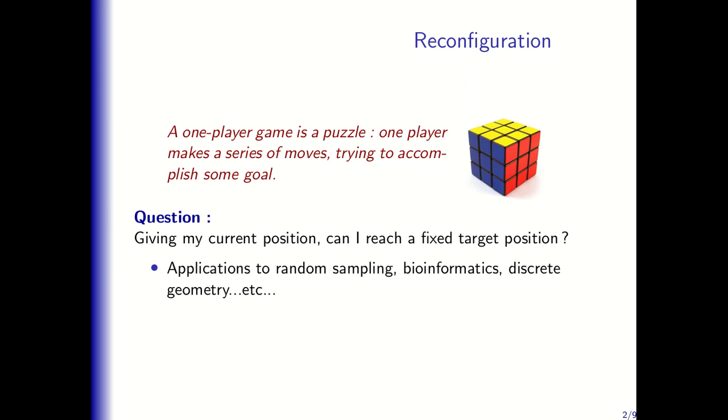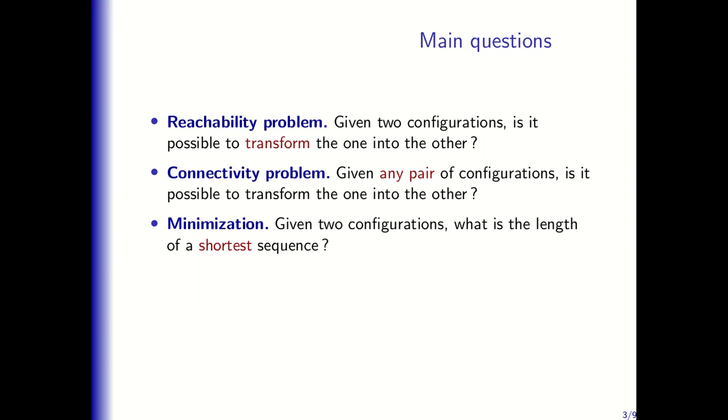So there are many applications of reconfiguration problems to many fields. So of course to puzzles and games, but also for random sampling, bioinformatics, discrete geometry, and so on and so on. So in reconfiguration, usually we are asking ourselves three main questions, which are the following. So the first one is the reachability problem. So given two configurations, is it possible to transform the first one into the second one?